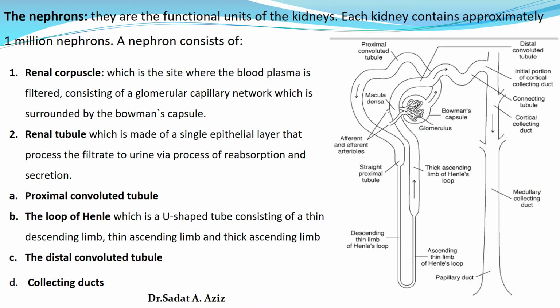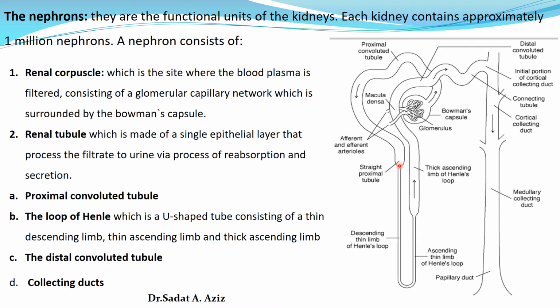Then what we have, let us say the most important unit in the kidney, is a structure called the nephron. So the nephrons are the functional units of the kidneys. Each kidney contains approximately 1 million nephrons.